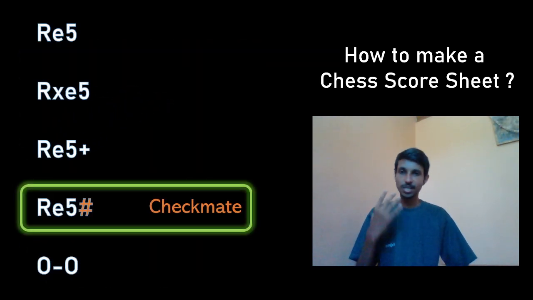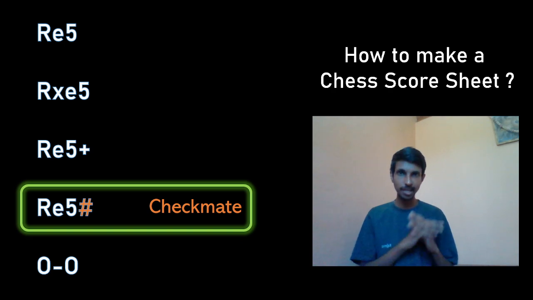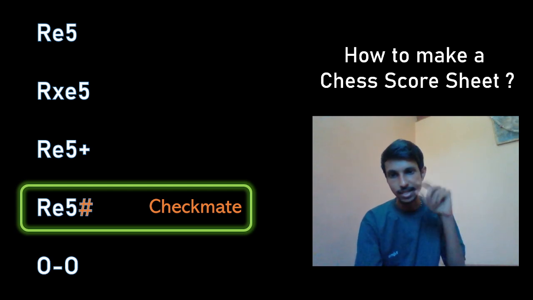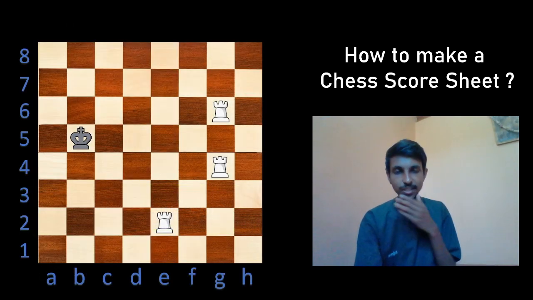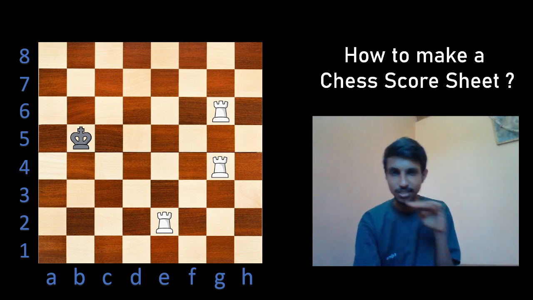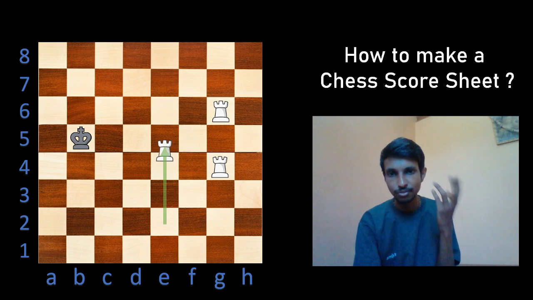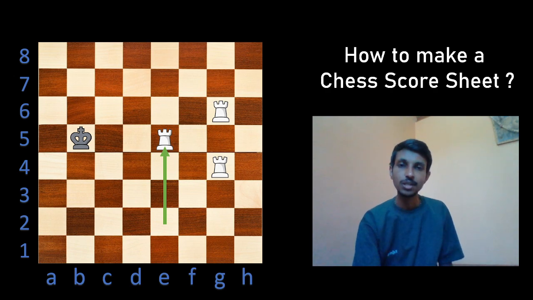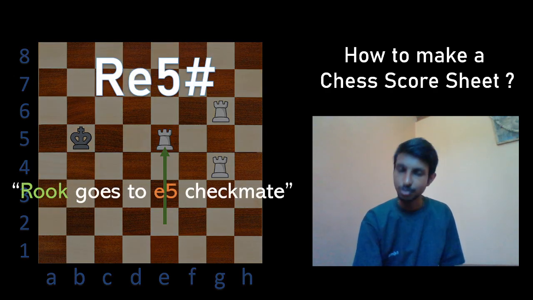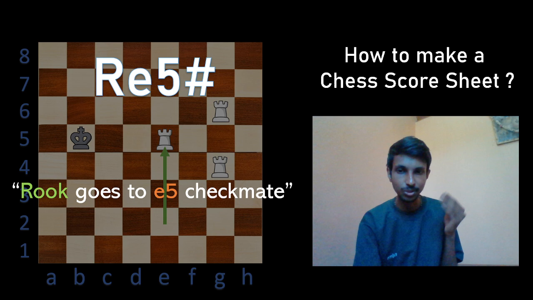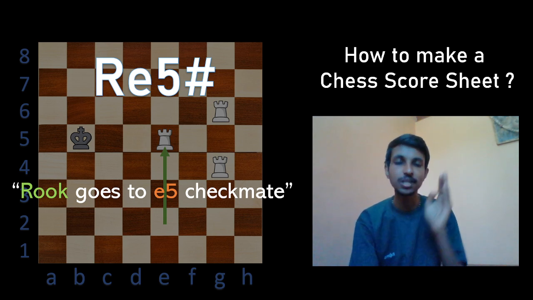And the fourth type is a checkmate. This is the last move that happens in the game. So whenever a checkmate happens, you're supposed to add a hashtag in the end. For example, look at here. There are 3 rooks, one in the fourth row, one in the sixth row, and there is a third rook. You just have to move the rook to the fifth row. And now it's a checkmate because the king cannot move anywhere. So in such a case, when a checkmate happens, just add a hashtag in the end and you read this as rook goes to e5 checkmate.